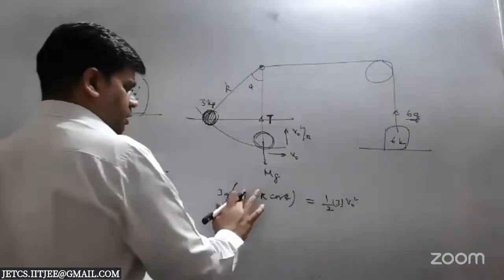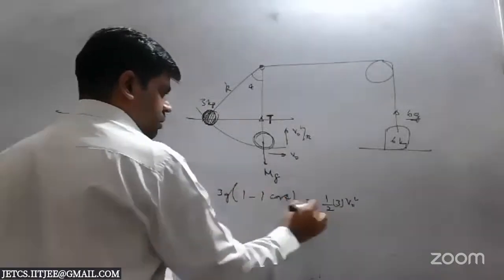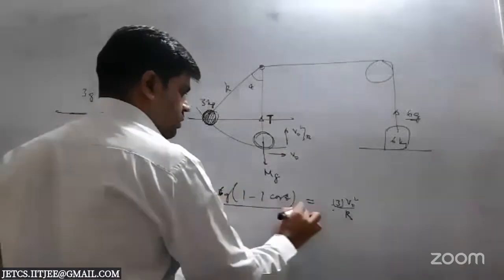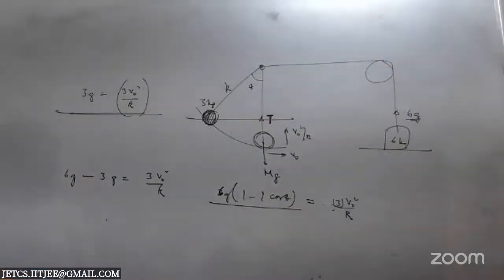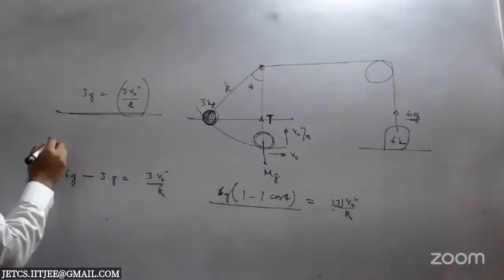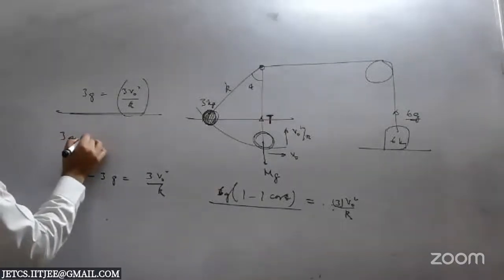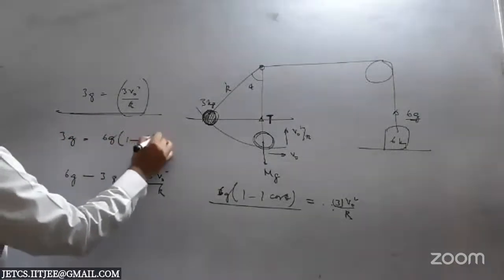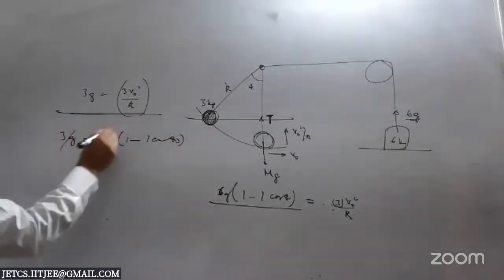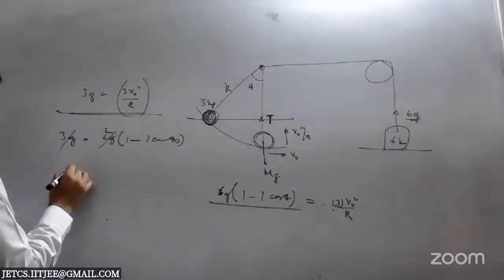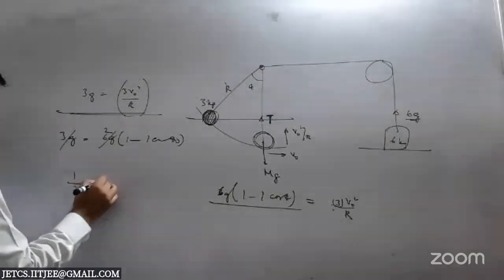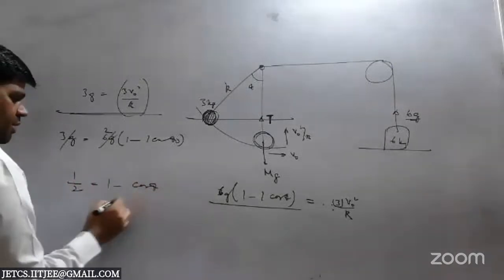I take r common, divide by r here. I take this 2 here. This becomes 6. I substitute this over here. 3v square by r is substituted as 6g into 1 minus cos theta. So 3g is equal to 6g into 1 minus cos theta. This gets twice, so I'll have 2. So 1 by 2 is equal to 1 minus cos theta.